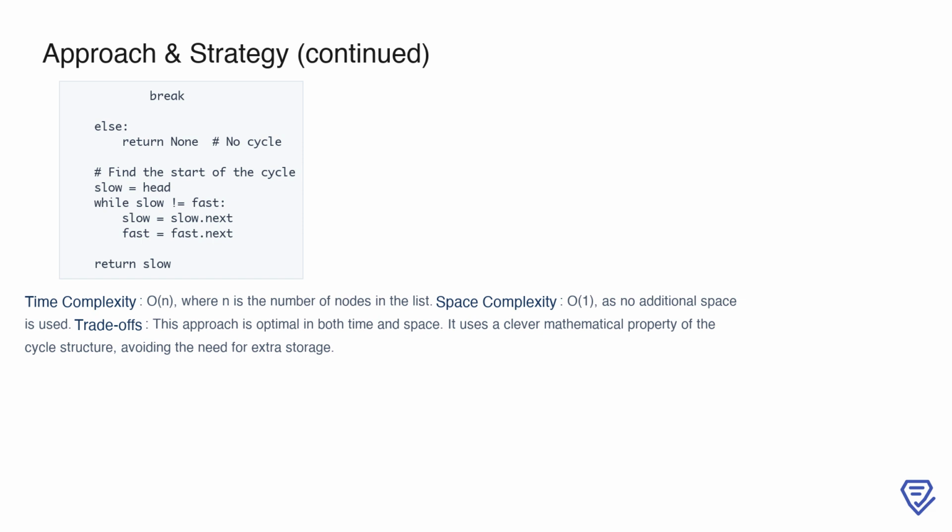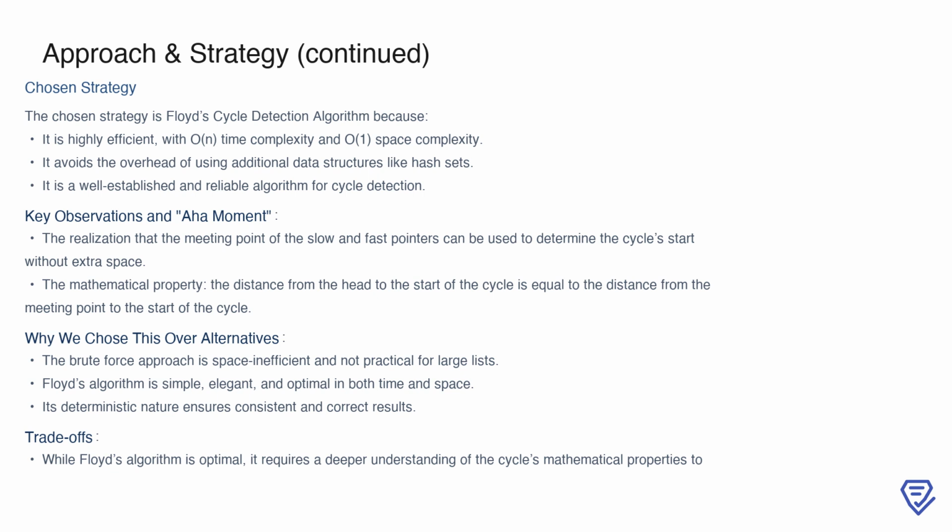This method is incredibly efficient, with a time complexity of O(n) and a space complexity of O(1), as it requires no additional storage. The use of the cycle's mathematical properties is what makes it both elegant and optimal. Given the options, the chosen strategy for solving this problem is Floyd's cycle detection algorithm. This approach stands out because of its efficiency, achieving O(n) time complexity and O(1) space complexity.